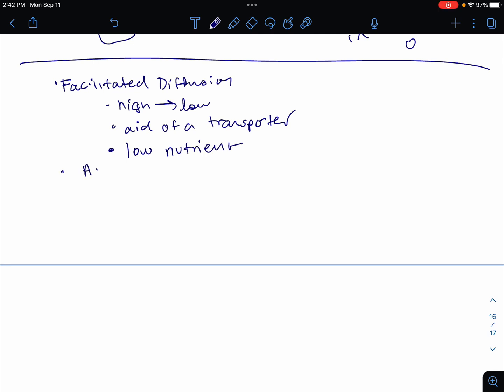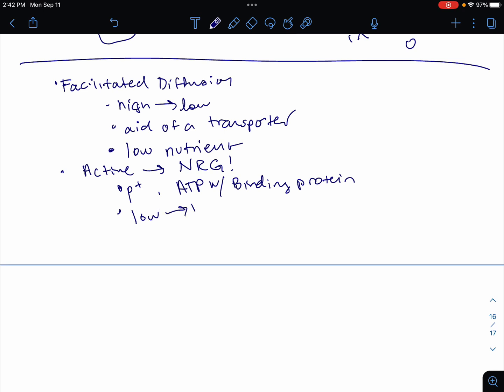We also have active transport. This is the one that does require energy, usually in the form of proton motive force or ABC transporters and binding proteins. So ATP with binding. The interesting thing about active transport, it requires energy because we are going from low to high. This is a movement against the gradient, as taught in other biology classes and other science courses. Active transport requires energy because you're moving low to high.